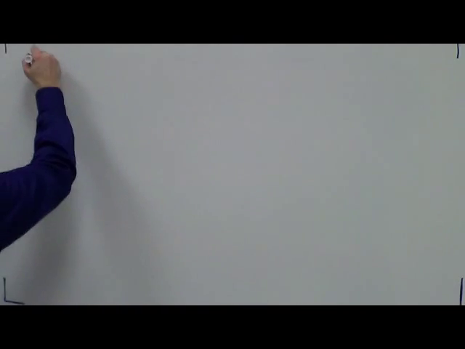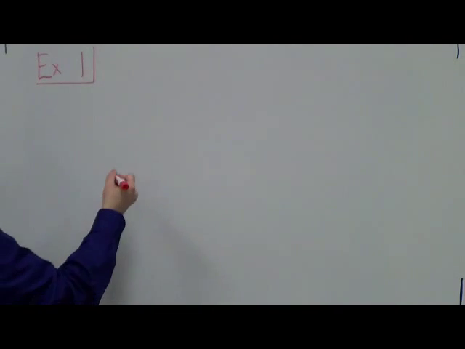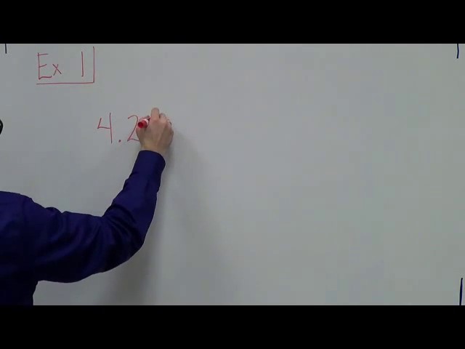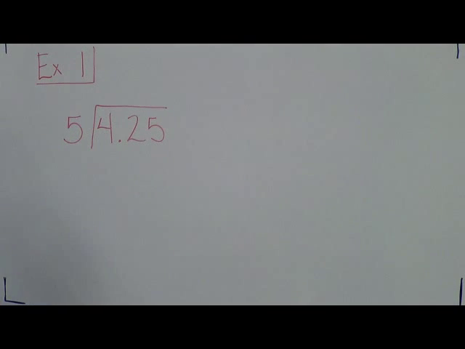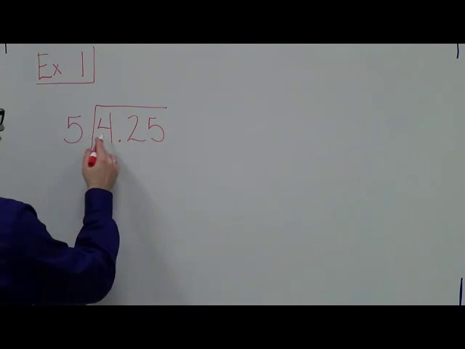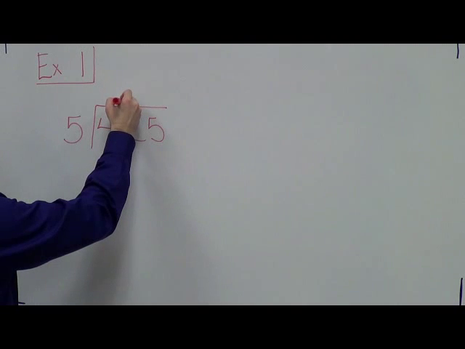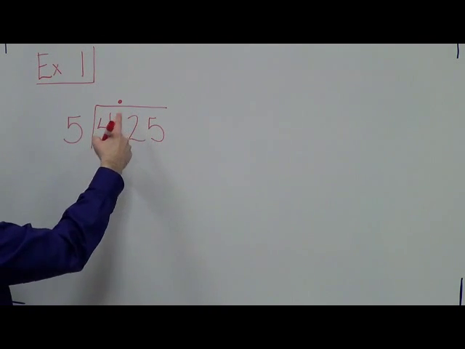Alright, example number 1. So if I were to say we have 4.25 divided by 5. We follow normal procedures. 5 does not go into 4, so I have to extend it out, but I've crossed over that decimal, so we're moving that decimal directly above where it falls into the quotient.